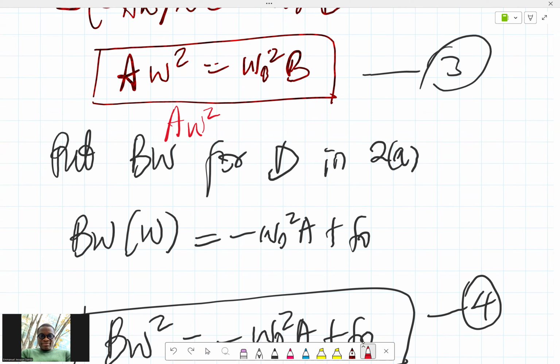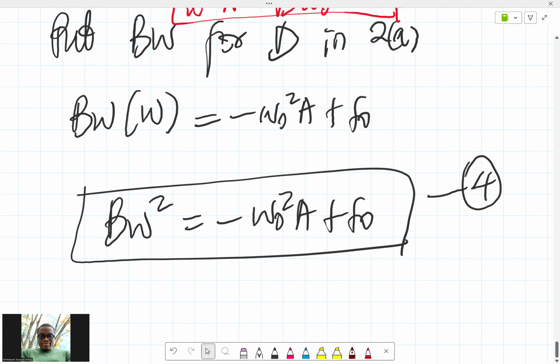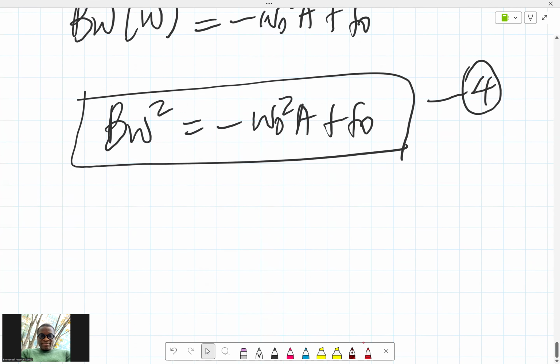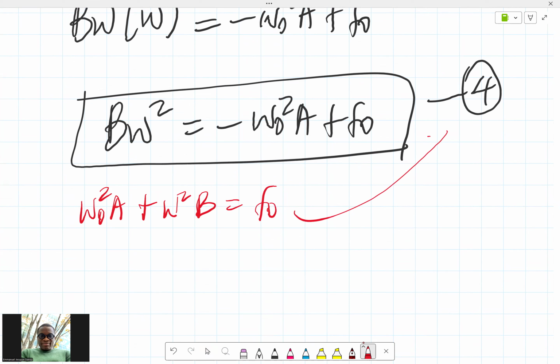Or, I mean, since we are looking for a and b, let me make it a bit more systematic. This is omega squared a minus b omega naught squared equals 0. So this is the actual equation 3. And here we have omega naught squared a plus omega squared b equals f naught. This is our equation 4 now. So this is actually the equation 4 we are solving.